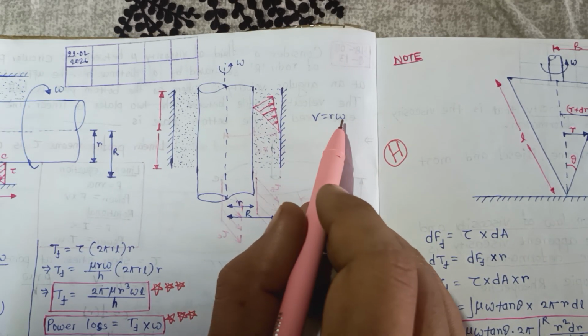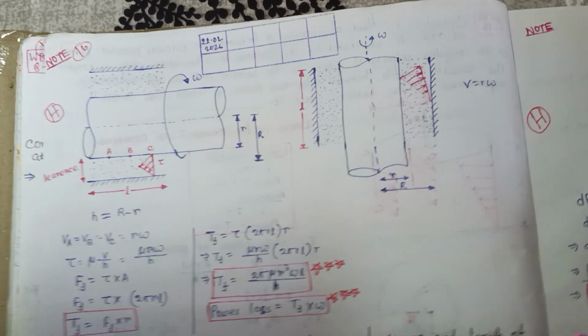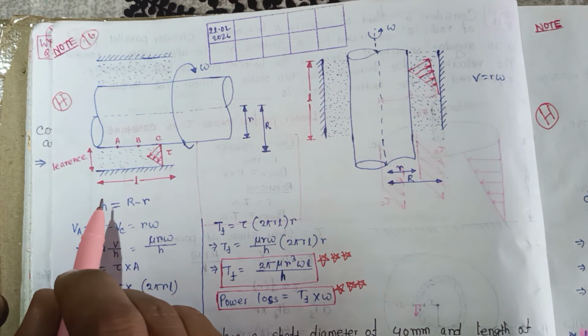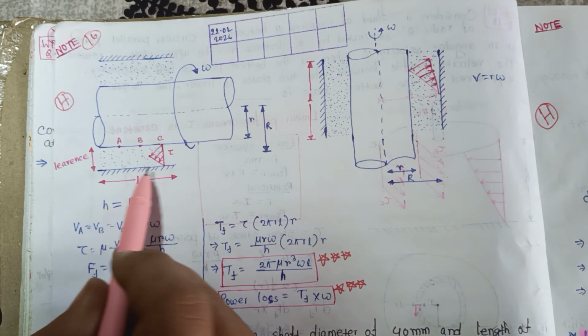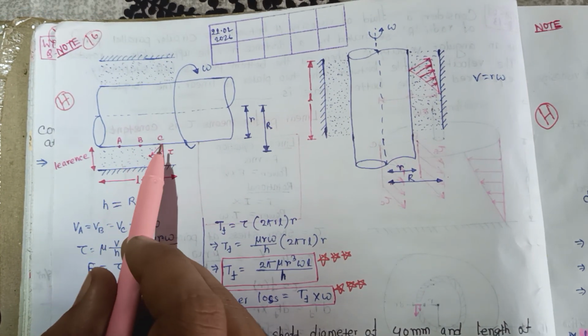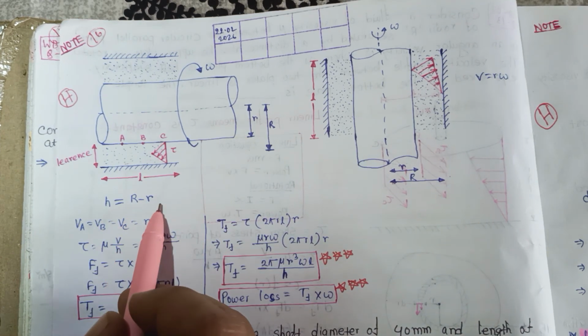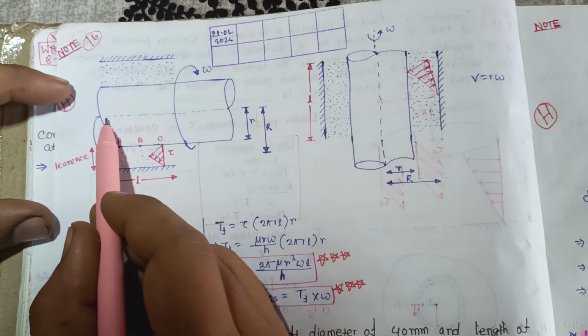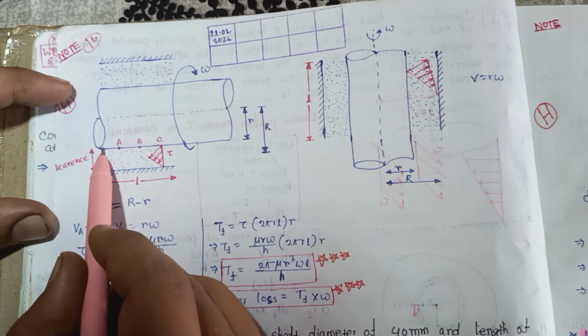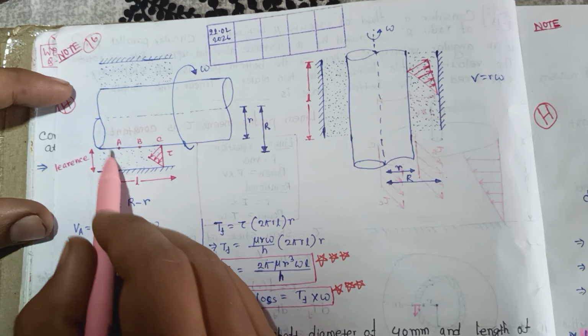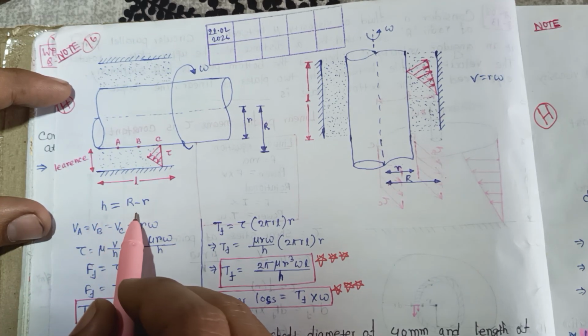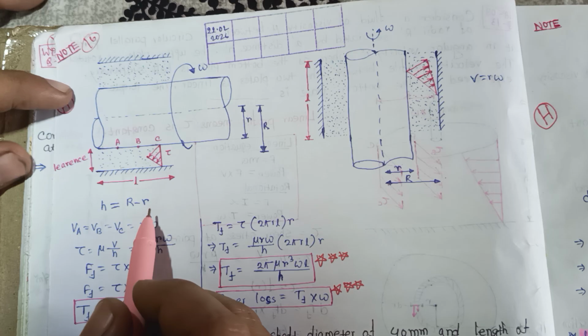We know that V equal to r into omega. And how to calculate clearance? Here the clearance is R minus r. The total distance minus this distance will be the clearance. So H equal to R minus r.